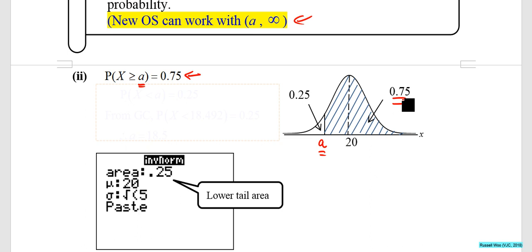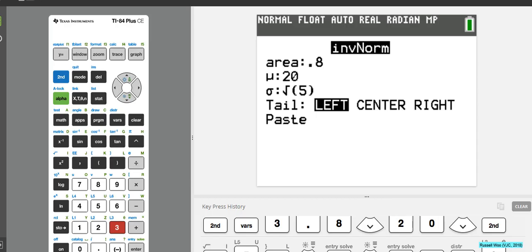You want to find area such that the right bound area is 0.75, and you want to find this A. A diagram is always useful. A cumulative density function is always useful. So how do we find this? Do we inverse norm and then enter 0.75? No, we can't. Because the GC can only work with the left area here.